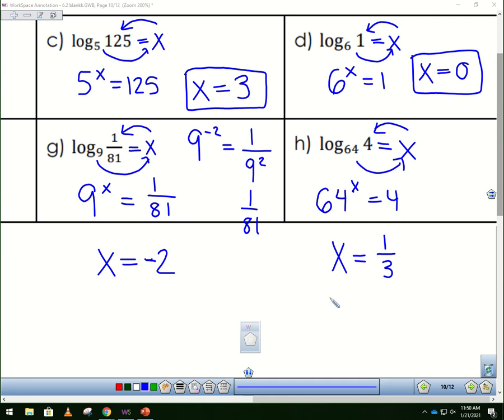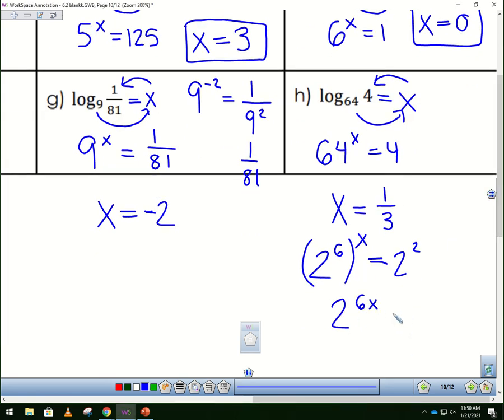Okay. So over here, we could have also rewritten this, I have it written down here. We could have rewritten 64 also as 2 to the 6th power, which is then to the x power, which is equal to 4, which is 2 to the second power, which would be 2 to the 6x power is equal to 2 to the second. And then since we have a common base, we could set the exponents equal to each other. And we could get x equals 2 over 6, which is 1/3. Does that make more sense? Okay. Does anybody have any questions about these? Any other questions? Okay.